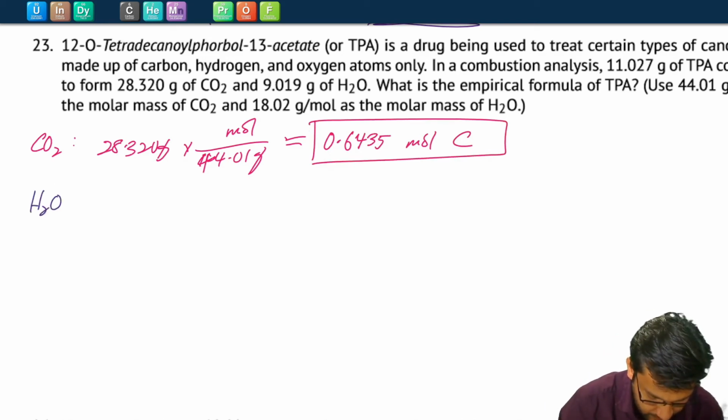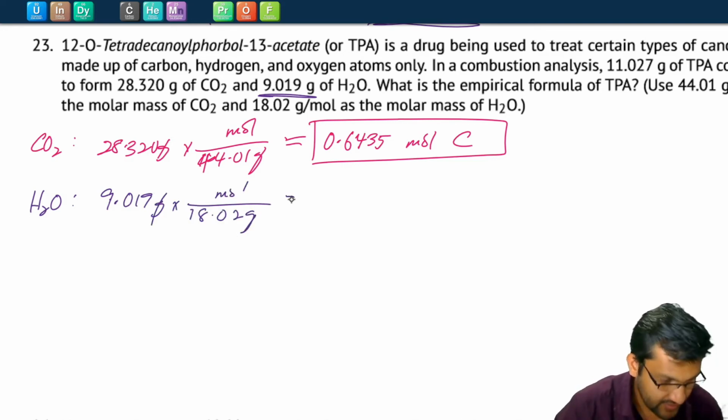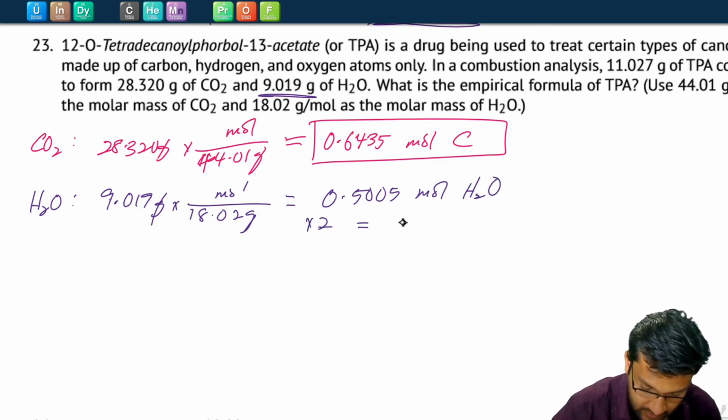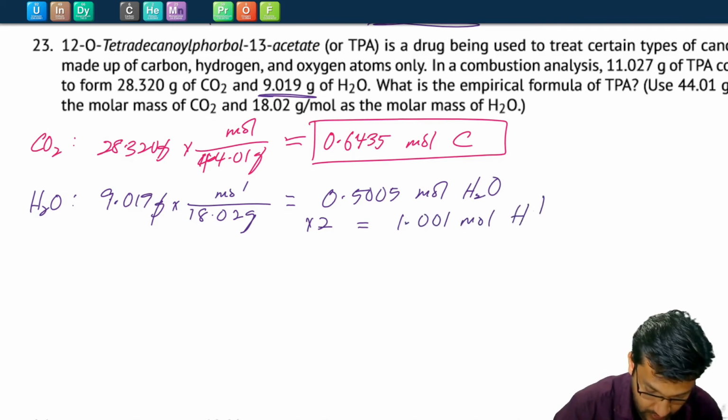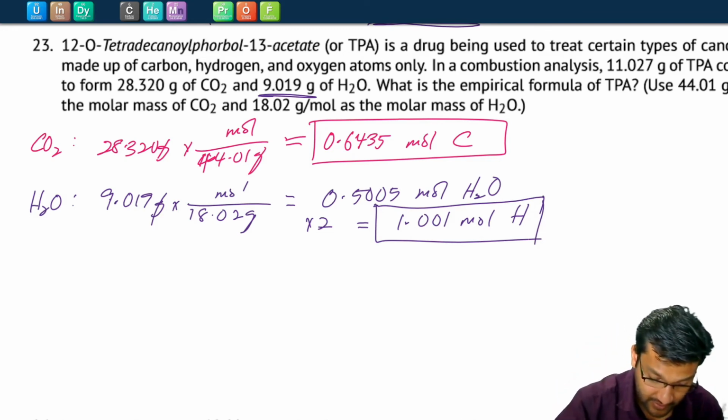Let's look at water. We have 9.019 grams divided by the molar mass of water, 18.02 grams per mole. That gives us a number of moles of water of 0.5005 moles of H2O. We multiply that by 2, and that will give us 1.001 moles of hydrogen. All right, we have 2 of the 3 elements. Let's figure out the third element. The third element is, in this case, oxygen.